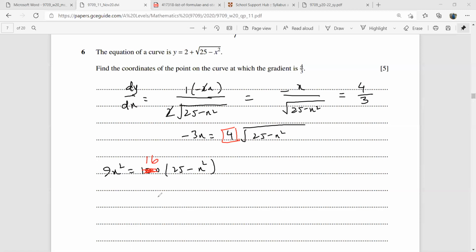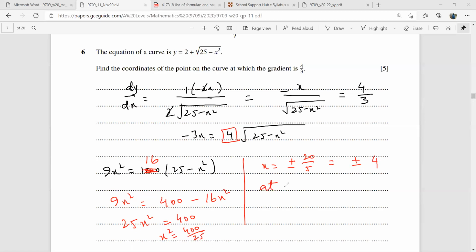So 9x² is going to be 400 − 16x². This is 25x² equal to 400, and your x² is going to be 400/25. Your x is, never forget to write plus minus whenever you apply the square root yourself, that is 20/5, that is ±4.